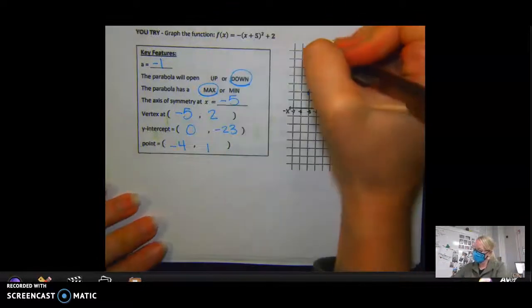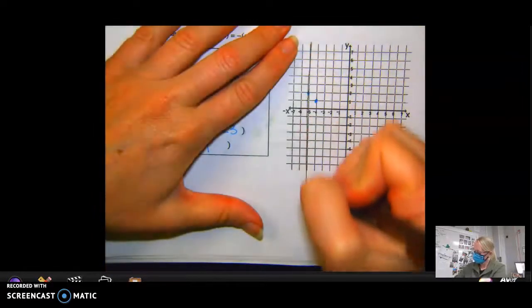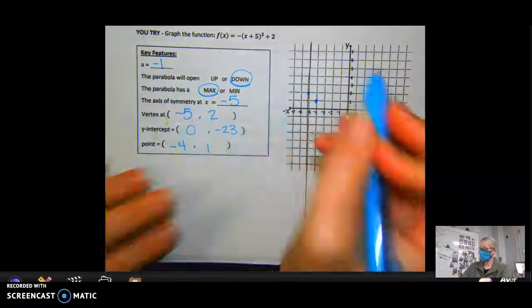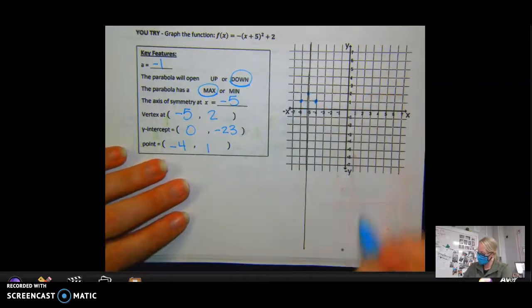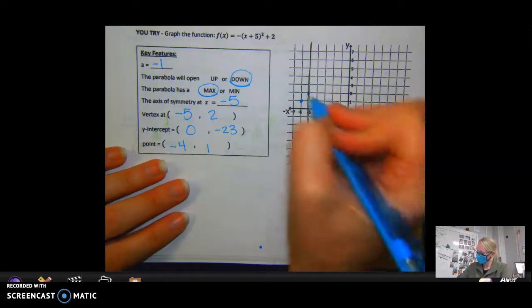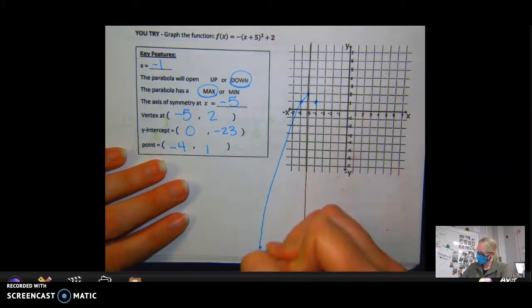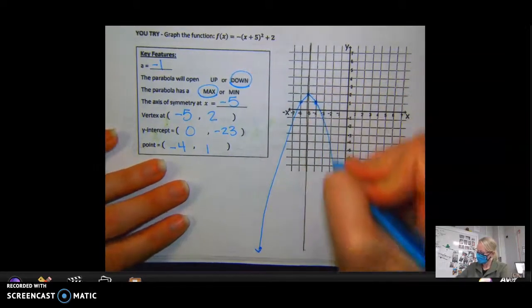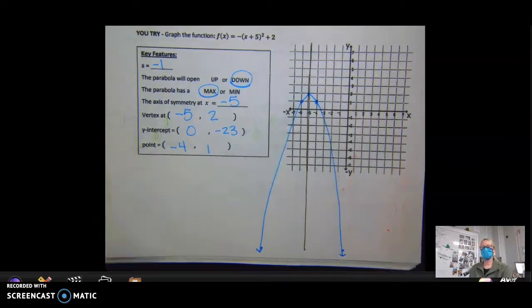Draw my AOS. Here I am 1 away, so go 1 away. Here I am 5 away, so I'm going to go about 5 away. There we go. We okay?